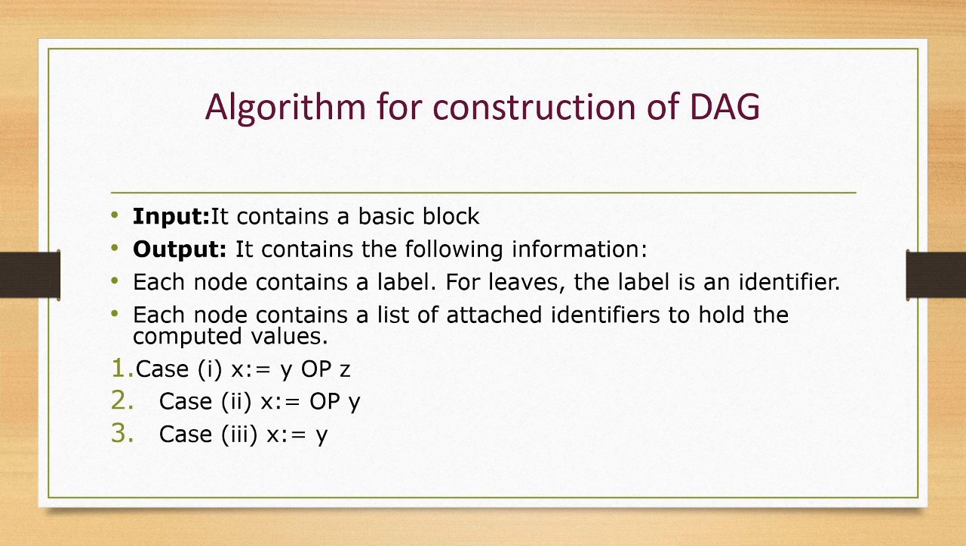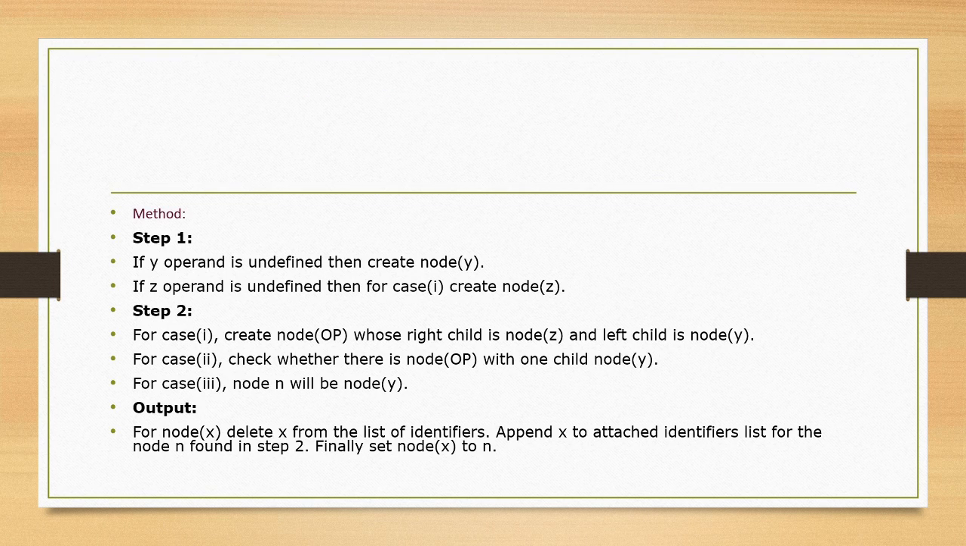It has three cases. The first case is x = y operator z. The second case is x = operator y. The third case is x = y. We are going to see it one by one. The method is, in step 1, if y is the operand, we have to create node y. If z is the operand, then you have to create a node called z. And in step 2, we have to check whether it is case 1, case 2 or case 3.